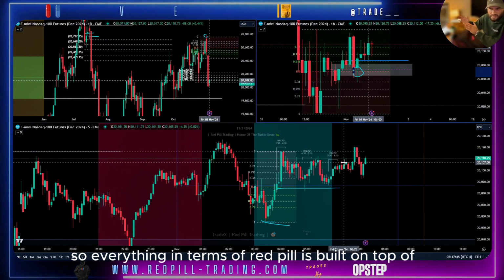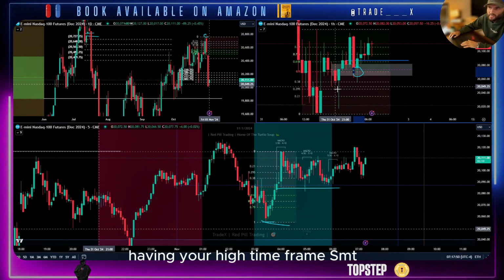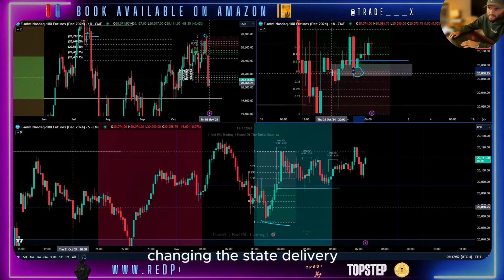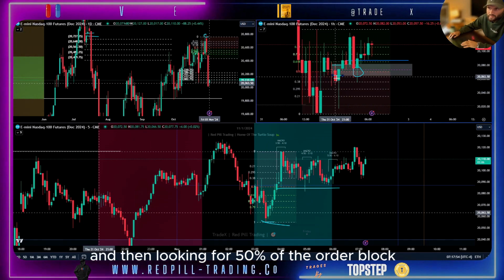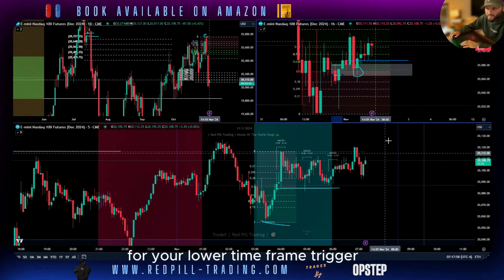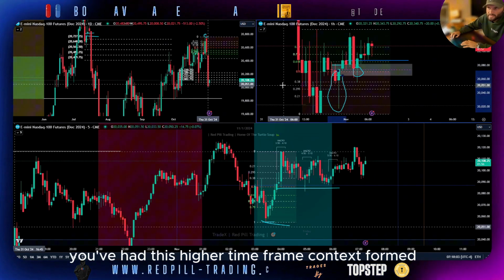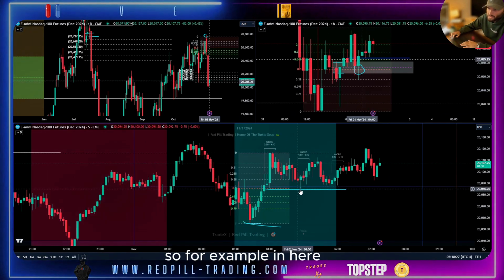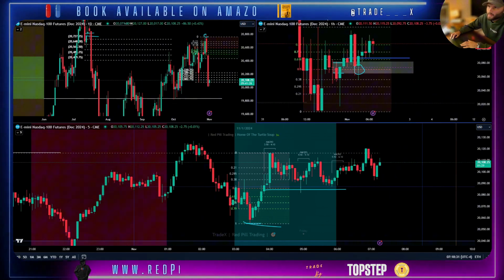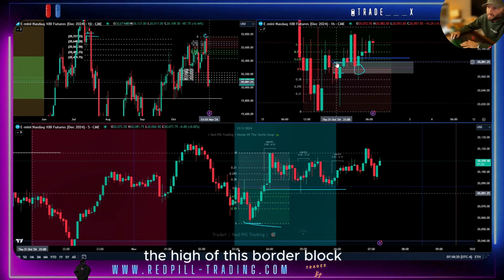So everything in terms of red pill is built on top of having your higher time frame S&T, changing the state of delivery, and then looking for 50% of the order block, looking inside of that for your lower time frame trigger. So everything else comes on after you've had this higher time frame context formed. For example, in here, you can see price going right back into the high of this order block.